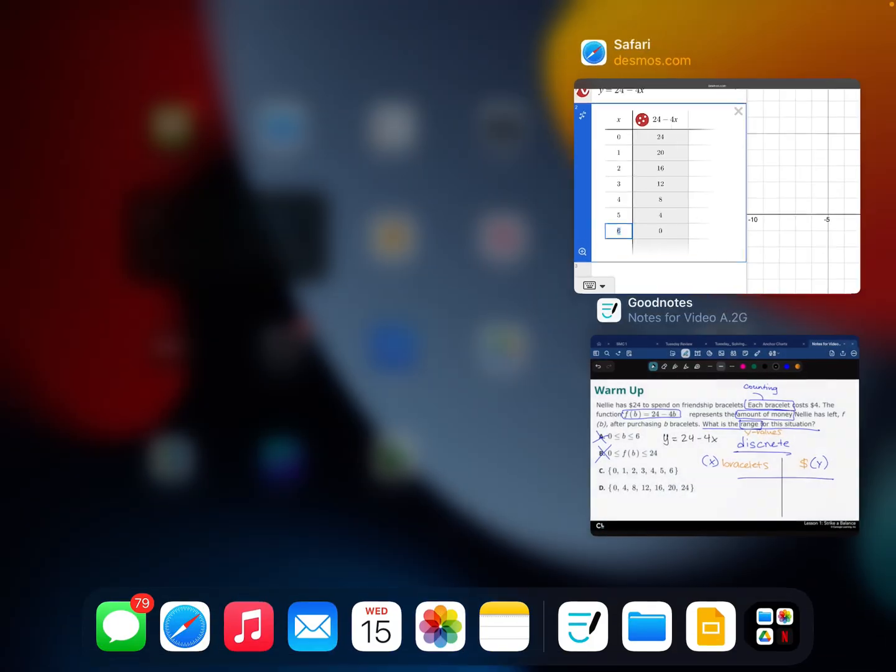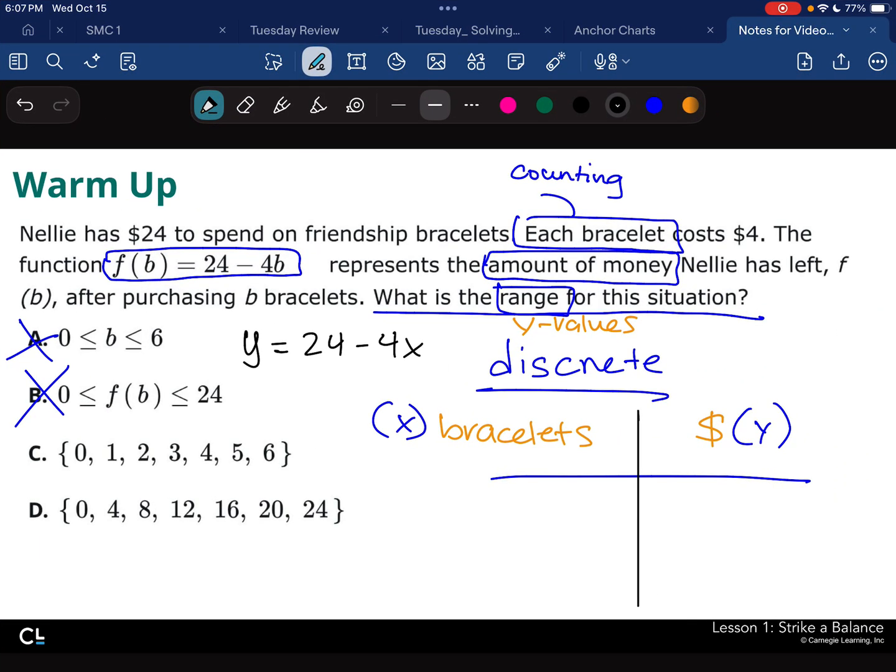So now going back, the correct answer is D. Another noticing is if you have an equation, plug it in Desmos, but always eliminate your answer choices. You can always eliminate by determining if it's discrete or continuous. Are they asking for your X values or your Y values?